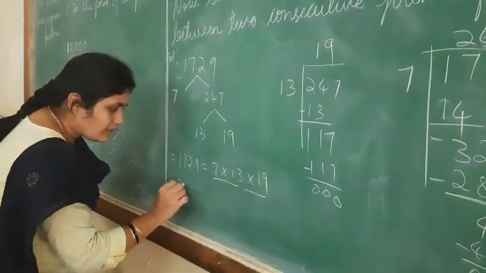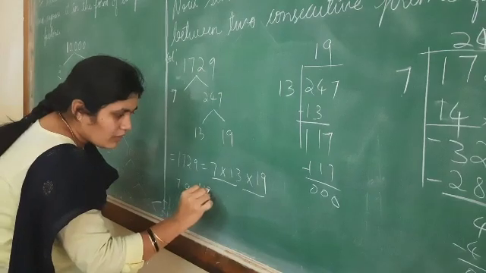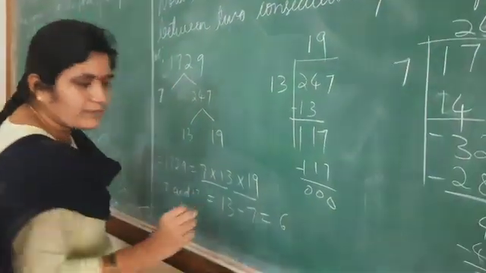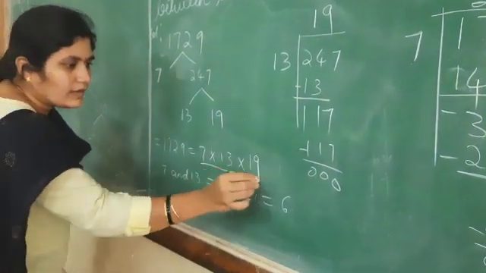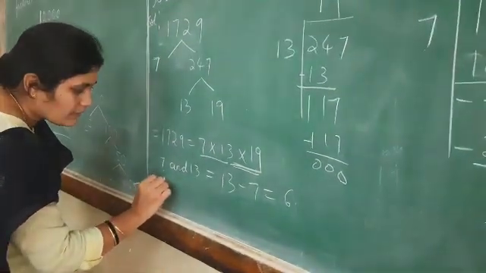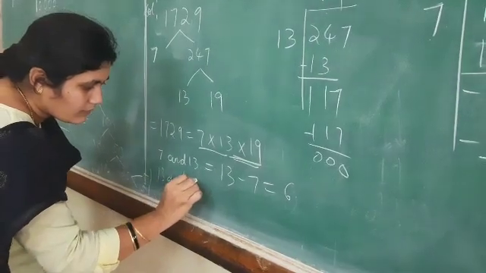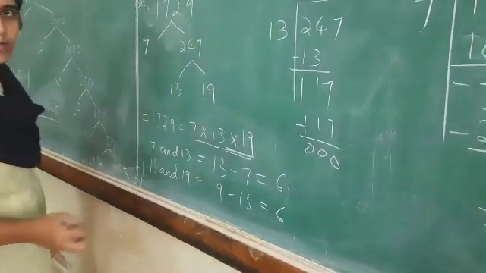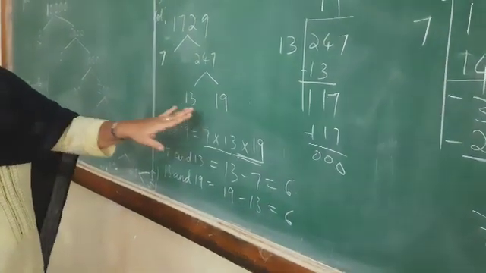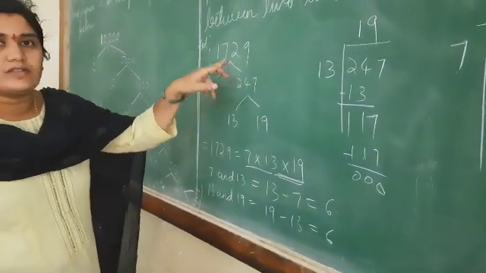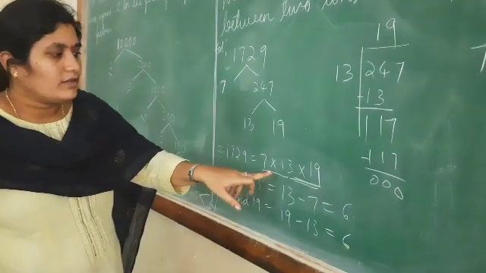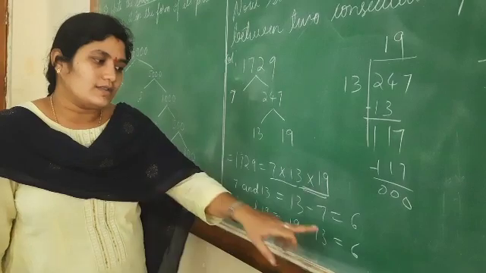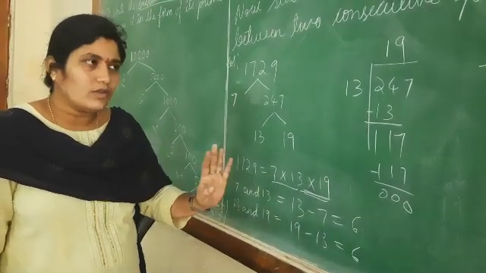First let me take 7 and 13. If you choose 7 and 13, 13 minus 7 is 6. Now choose 13 and 19. The difference of 19 minus 13 is also 6. That means there is a relation between the prime factors of 1729, that is 7, 13 and 19. 19 minus 13 is 6, 13 minus 7 is also 6.